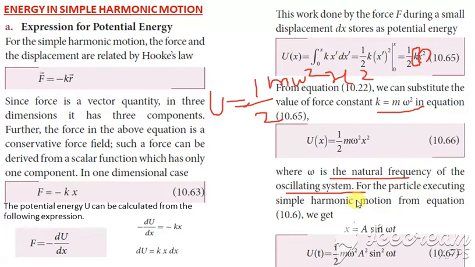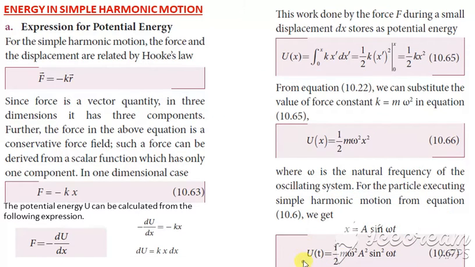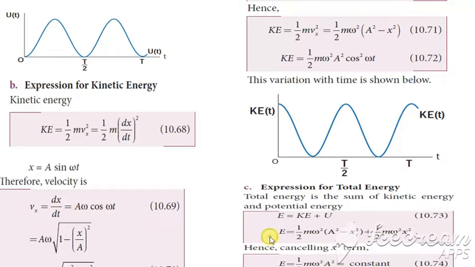Generally, we know the formula for x: x is equal to a sine omega t, is it not? If we substitute this x here, we get half m omega square into this term fully squared, so a square sine square omega t. So u is half m omega square a square sine square omega t. This gives the equation for the potential energy. Then next we have the equation for the kinetic energy.